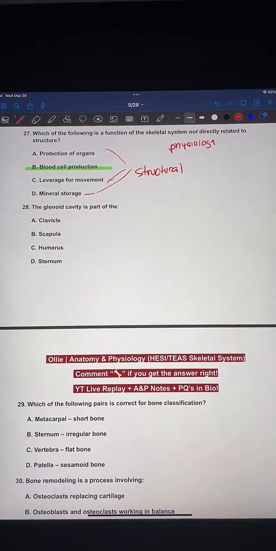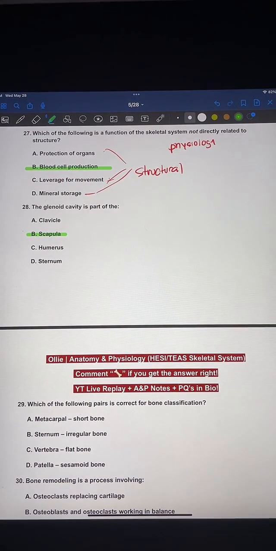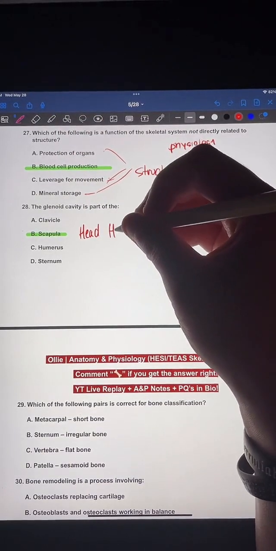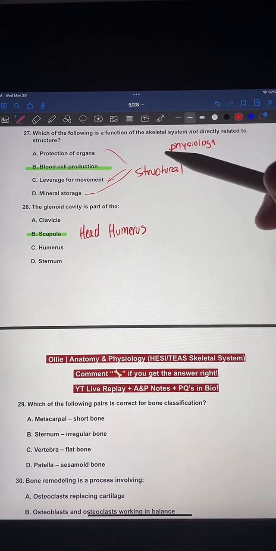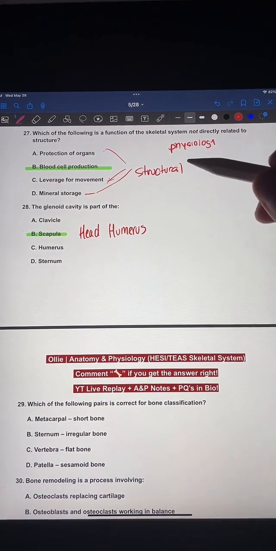Number 28, the glenoid cavity is part of B. It is the scapula. So the glenoid cavity on the scapula is going to articulate with the head of our humerus. That's the purpose of that. The clavicle articulates with the sternum and the acromion. The humerus articulates with the glenoid, which is part of the scapula. And the sternum is not involved in the shoulder. That's in our rib cage.